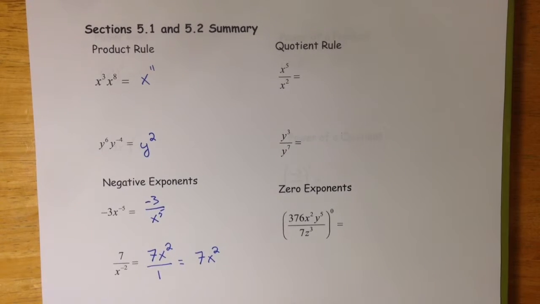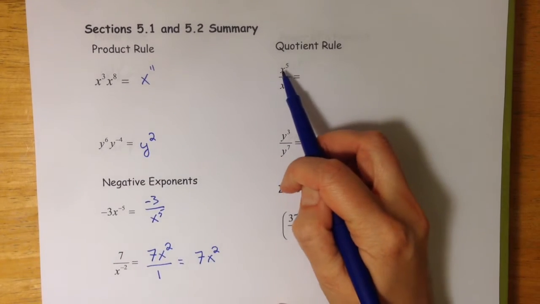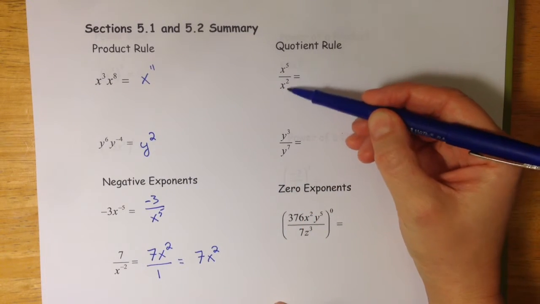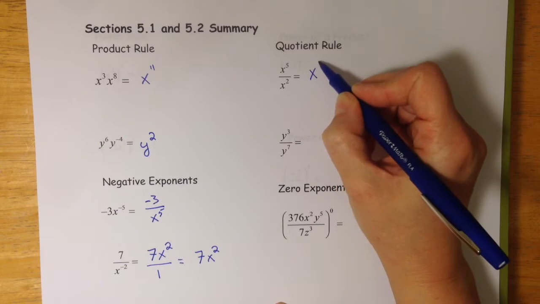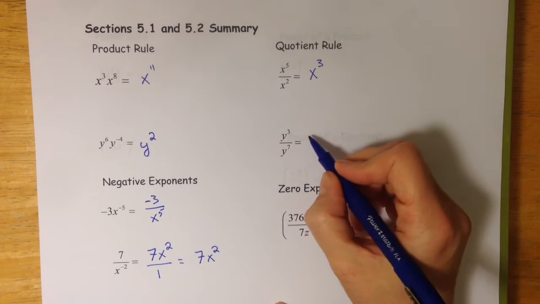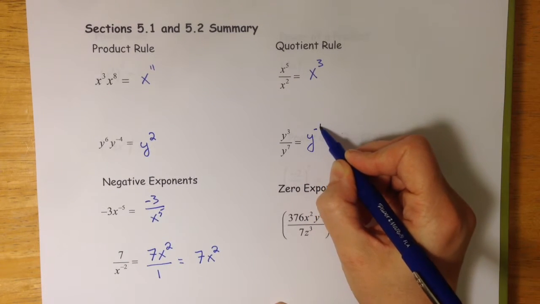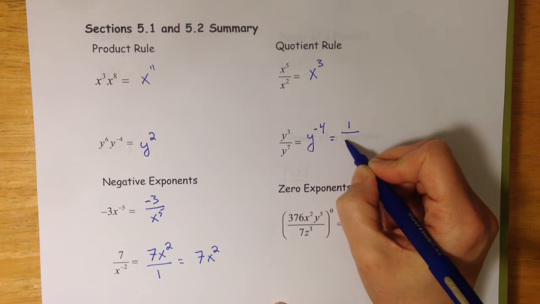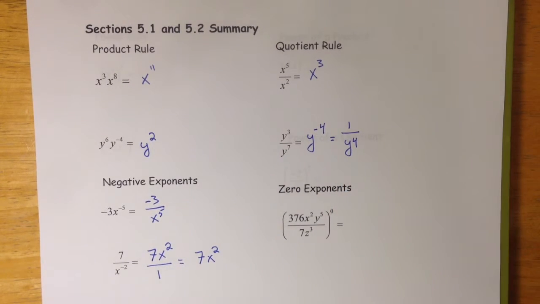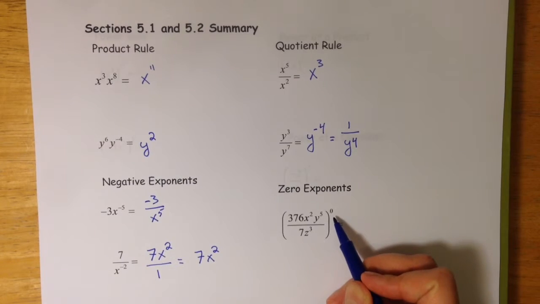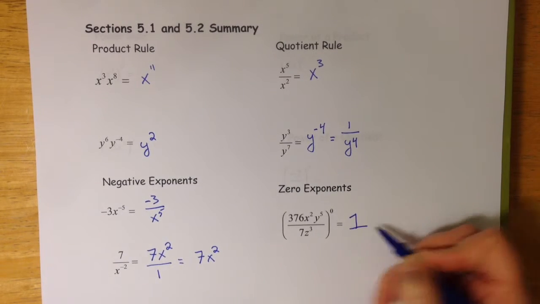There was the quotient rule, where we saw that if you had two things being divided, you could subtract the exponents, so that x to the 5th over x squared became a single x cubed. y cubed over y to the 7th will become y to the negative 4th, and we usually fix that by rewriting it as 1 over y to the 4th. And finally, there was this zero exponent rule, where anything raised to the 0 power is just 1.